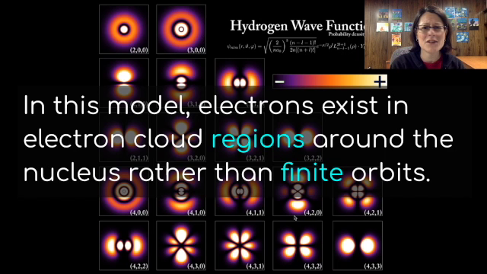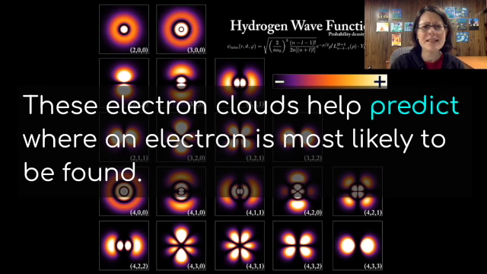In this model, electrons exist in electron cloud regions around the nucleus rather than finite orbits. And you can see that in these pictures where you see the different colors of light shows where they're most likely to be found. And these electron clouds help predict where an electron is most likely to be found. Electrons are moving very fast. We cannot tell exactly where that electron is at any given time because it is moving so fast, but these are the areas where it is most likely found.